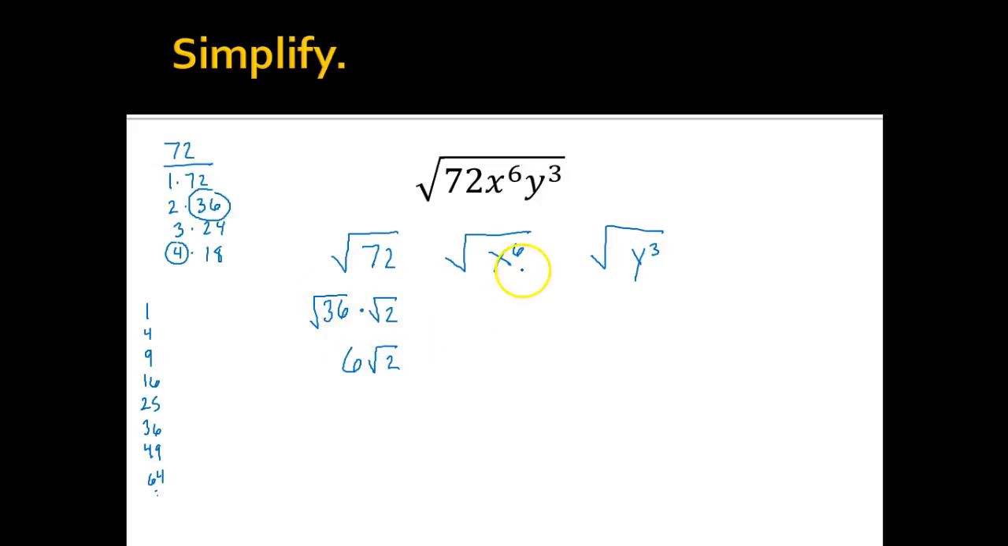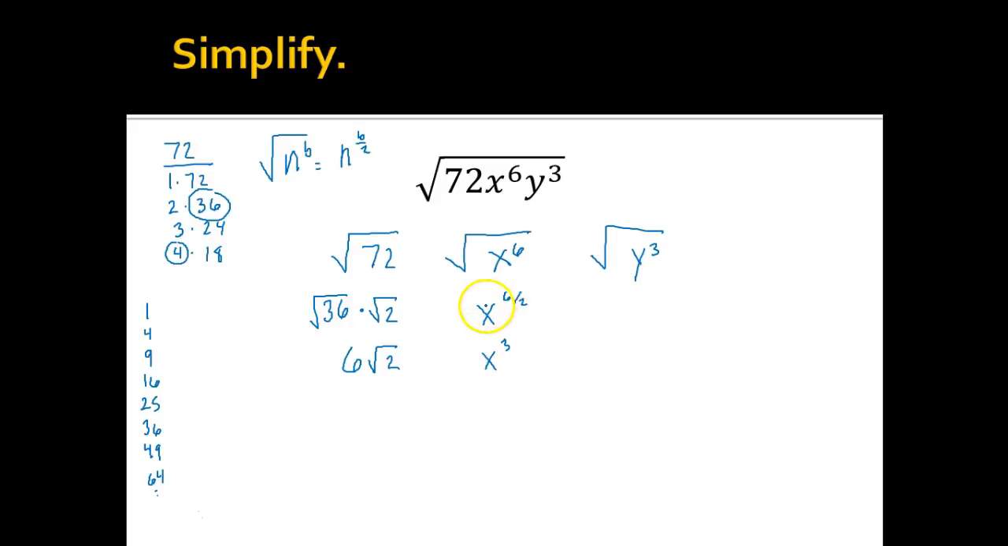Now we'll do the variable parts, and we have to remember that if you have the square root of a number raised to a power, that's the same as the number raised to the power divided by the root. In this case the root is 2. If we had a different root, it would be divided by whatever that root is. So in this case, it's x to the 6 over 2 power, which is x to the 3rd power.